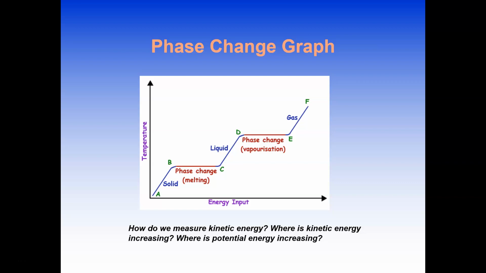Now, as far as these graphs are concerned, they are representing kinetic energy and potential energy. The kinetic energy is increasing on the sloped lines. So when we are in our phases, solid, liquid, gas, our kinetic energy is increasing. Meanwhile, our potential energy increases during phase changes or the flat lines. So when phase changes occur, our potential energy is increasing.